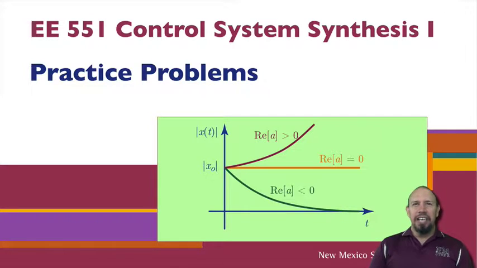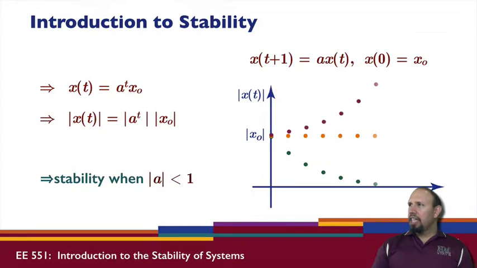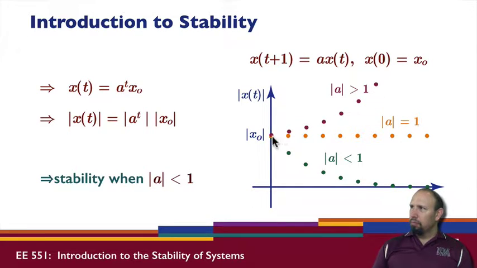Right, let's get in and look at some example problems. So we've seen already in the discrete time case that this is our response, a to the t. Notice in this case a is our eigenvalue for our system. If a is greater than 1 in magnitude, we get a divergent response.